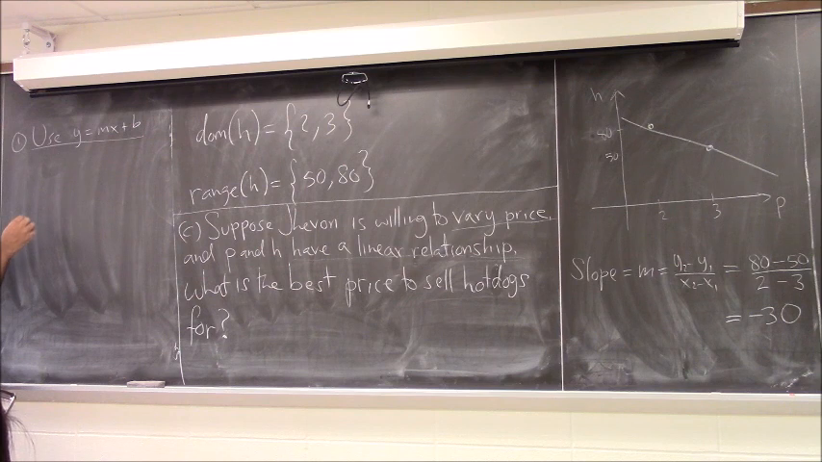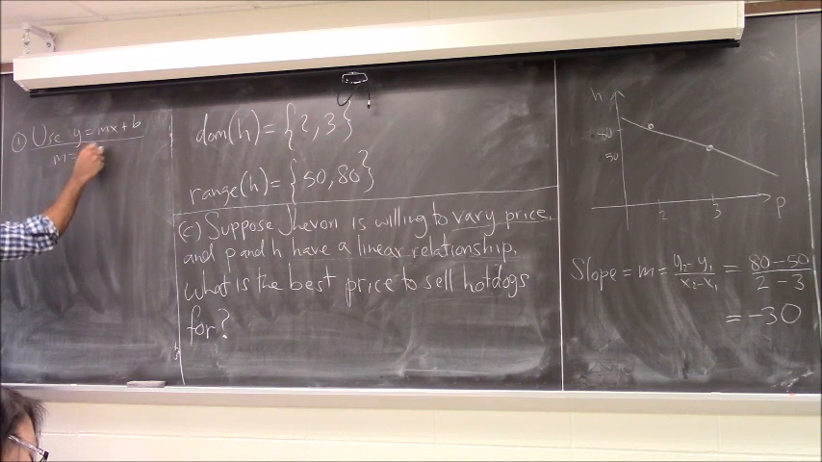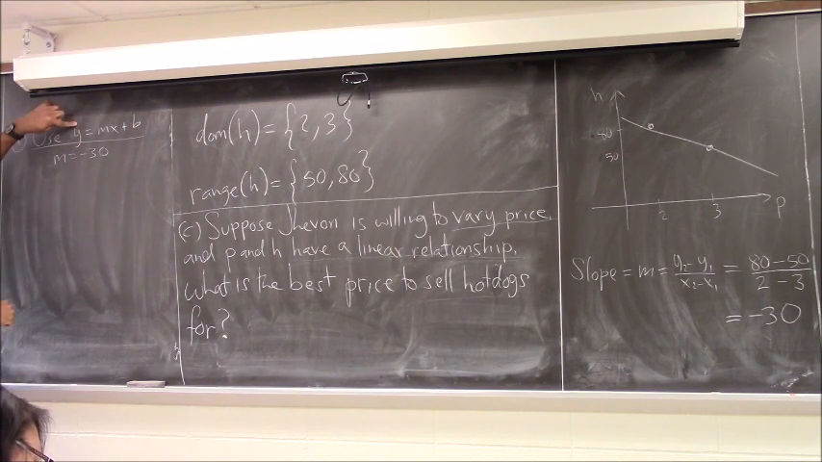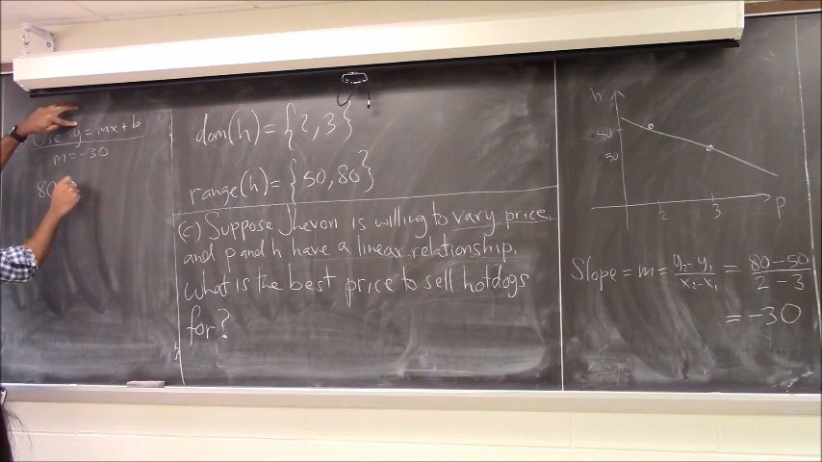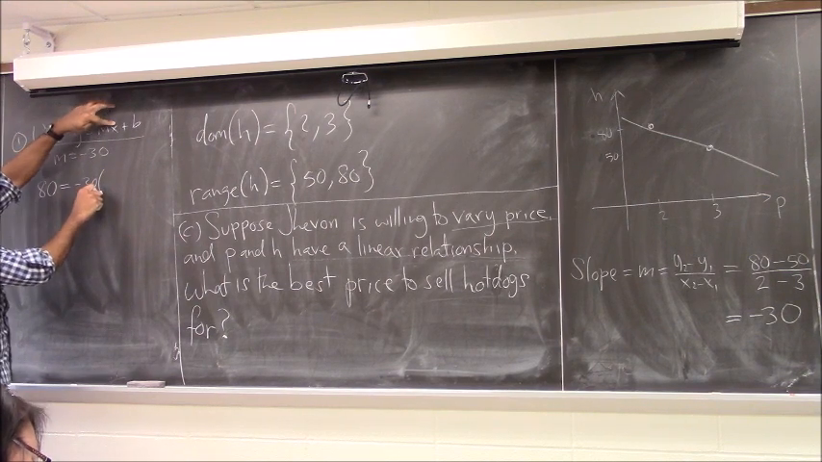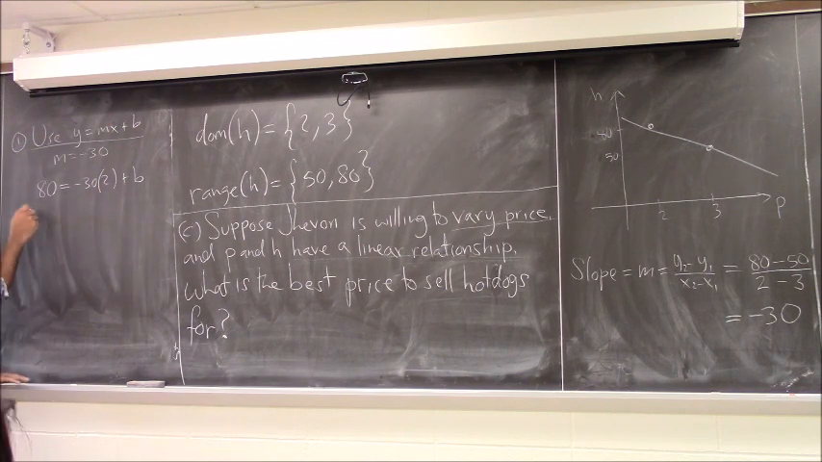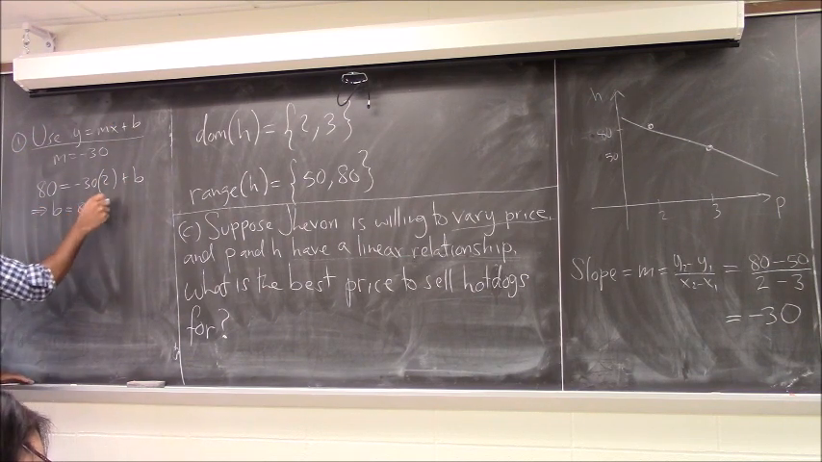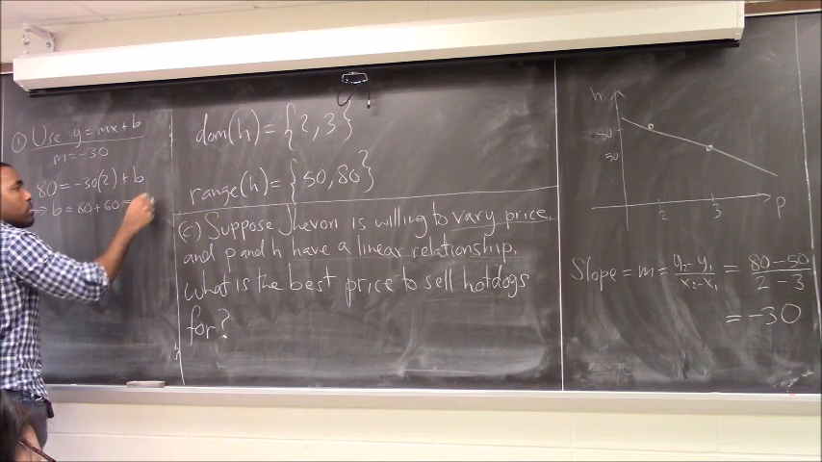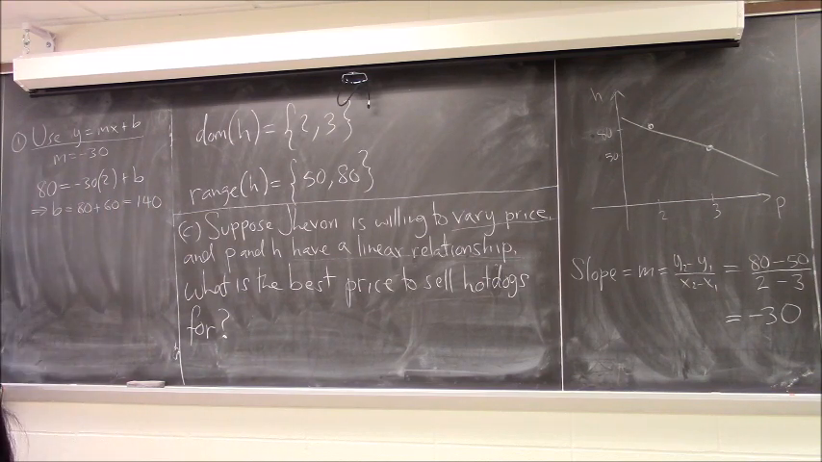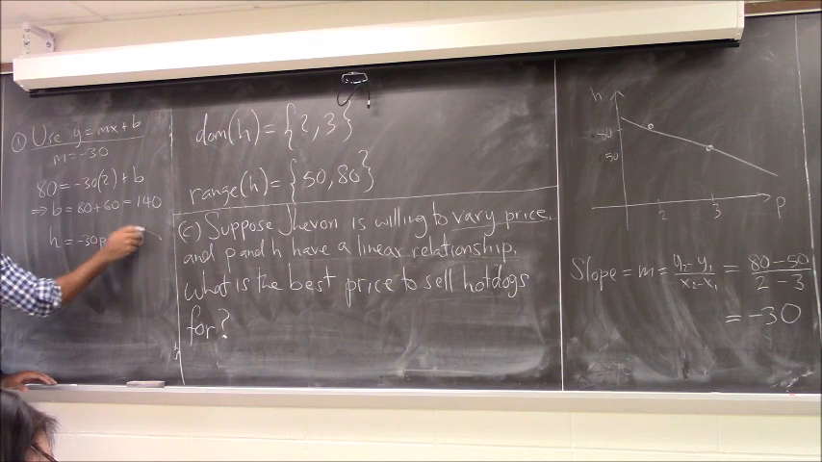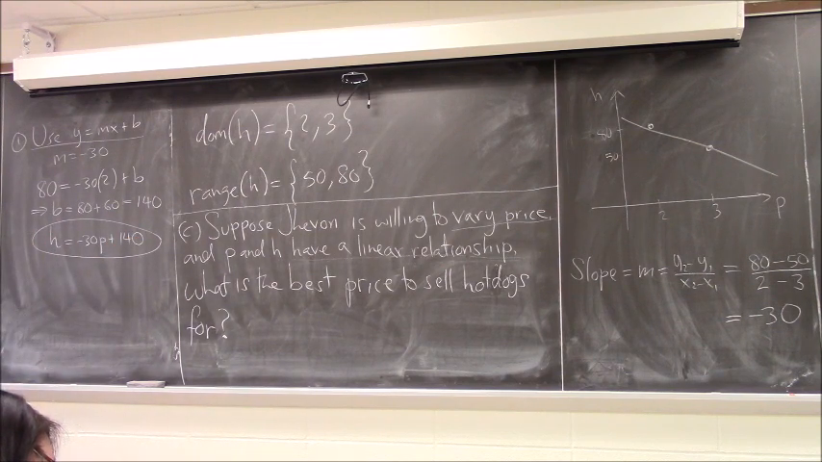And then you plug them in, right? We know that m in this case is minus 30. So I can plug in an output. We pick a random point. I can pick the output for 80 equals minus 30 times the input, which is going to be 2, plus b. And so this would mean that my b is going to be 80 plus 60, which is 140. So I know that my h is equal to minus 30p plus 140. That's one way to get to the formula.